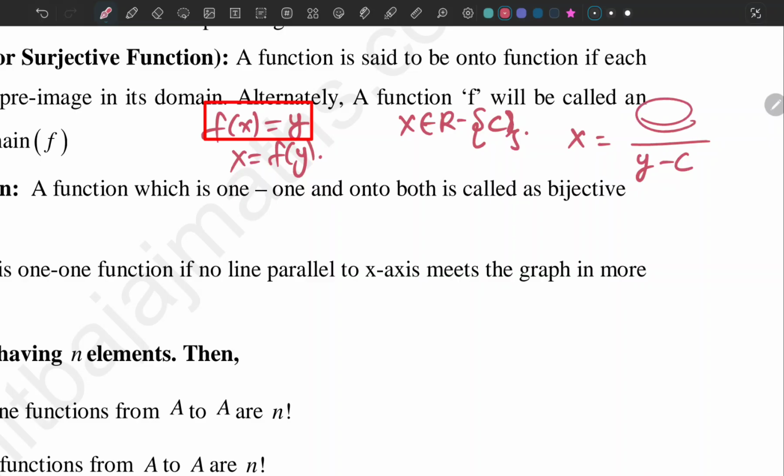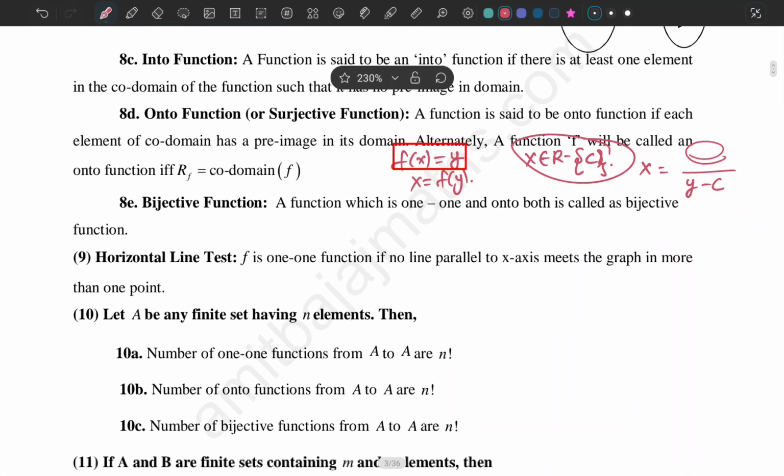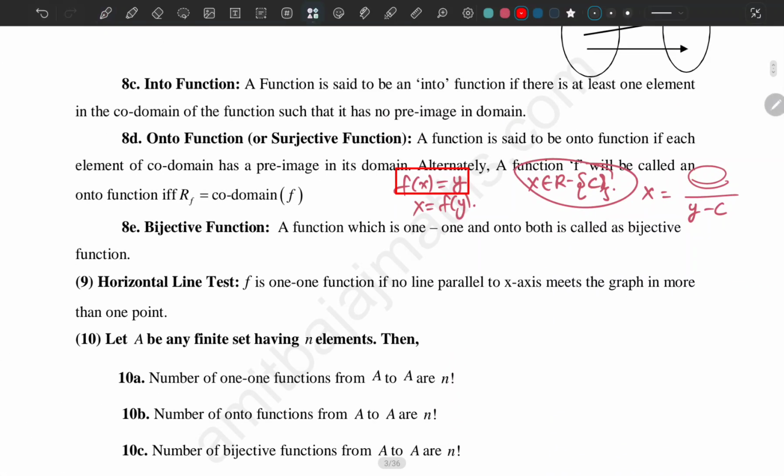So if this comes out, then your function is onto, because you have given that this is because when you plug c in this equation, then this is undefined. So that is why you just have to not put c over there, to get a finite or a valid result. That's it. And again, it's called an onto function, and the other name is surjective function.